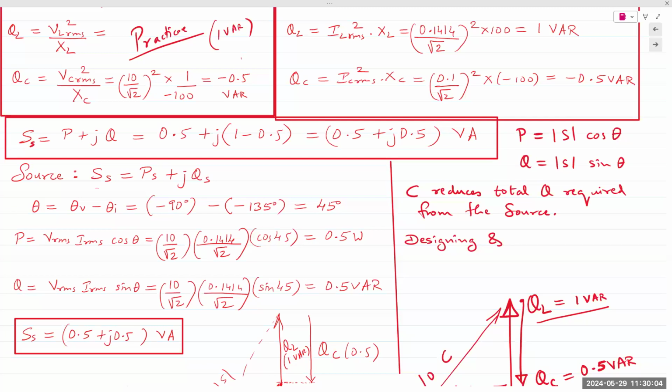Designing a system and choosing the value of C is known as power factor correction, which, for those of you who are taking the lab, is lab 8 for this week.